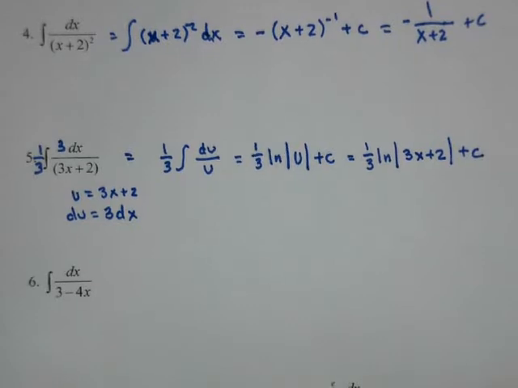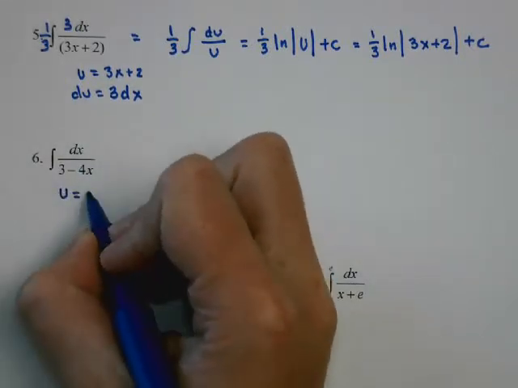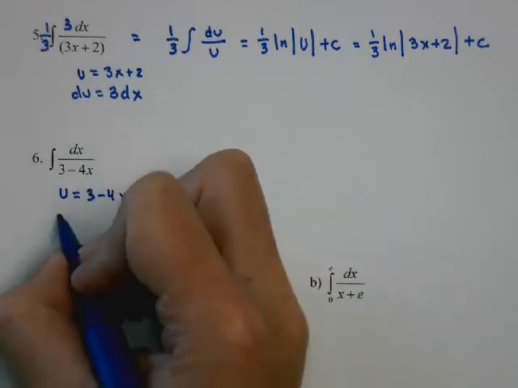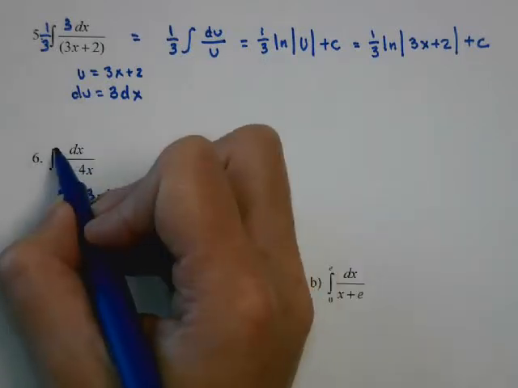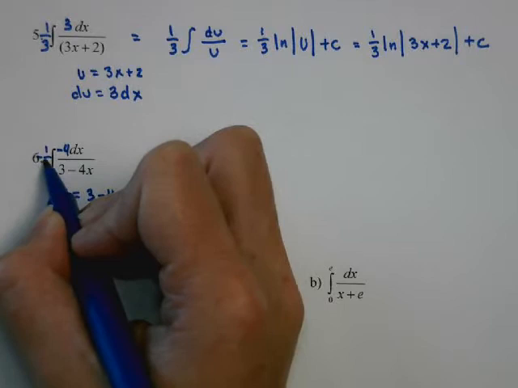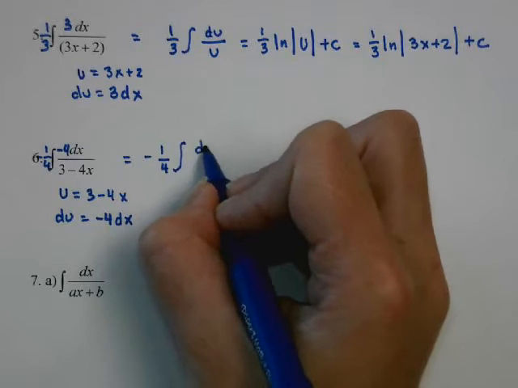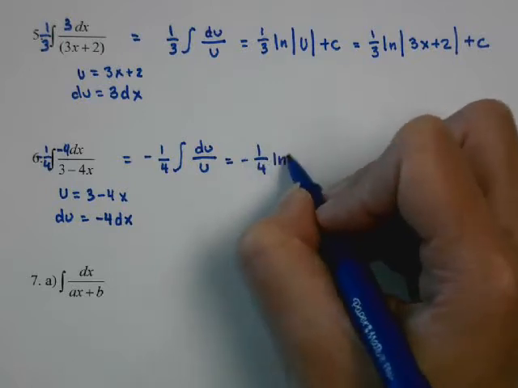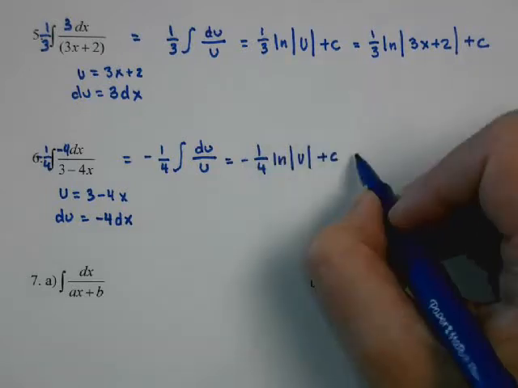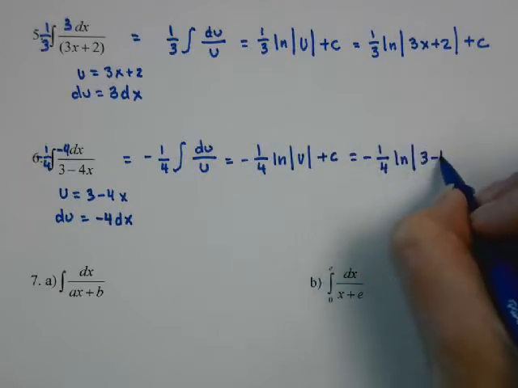Okay, we'll do that same thing here. So we'll let u equal 3 minus 4x. So du would be -4 dx. So I'll make that a -4 and undo that with a -1/4. So this is -1/4 times the integral of du over u, which is -1/4 natural log absolute value of u. And then we will replace u with 3 minus 4x.